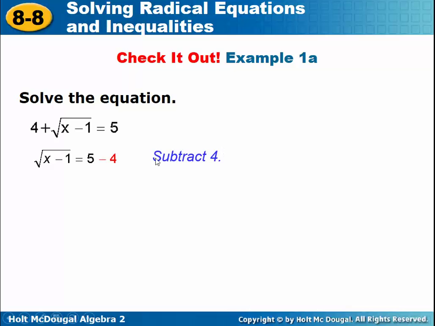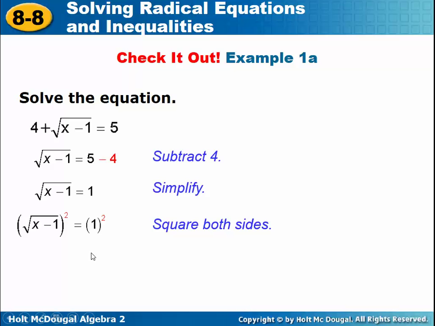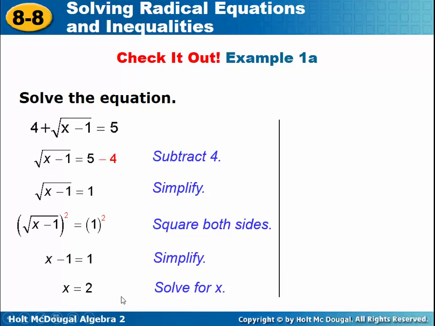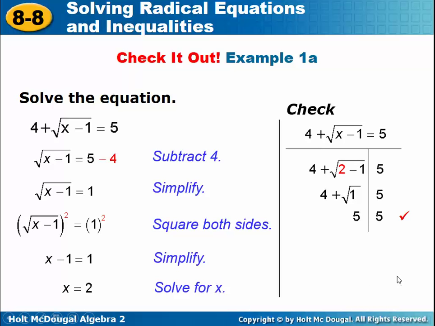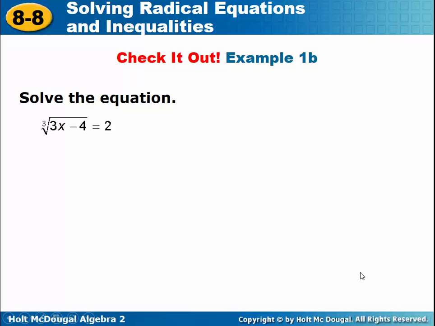Okay, so you should have found that the square root of x minus 1 equals 1, and then you squared both sides to get x minus 1 equals 1, or x equals 2. And if you check this, you will find that you will get 4 plus 1, which is equal to 5. All right, here's another one. Pause the video, try this one, and then check your answer.